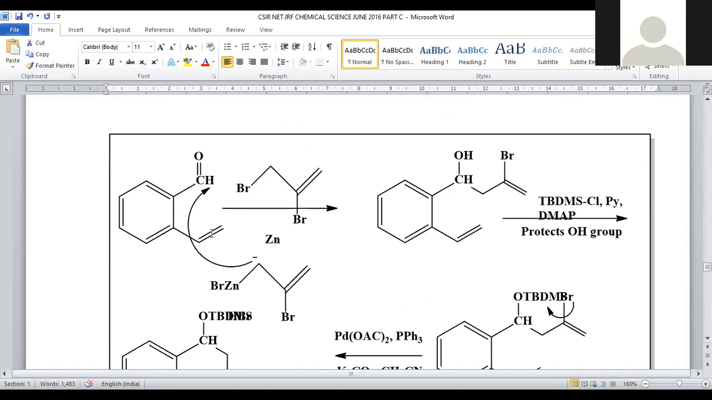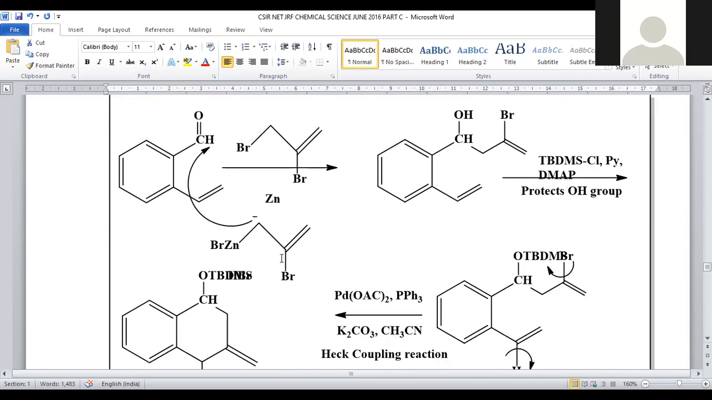For that purpose, we are taking 2-vinyl benzaldehyde. 2-vinyl benzaldehyde is treated with the dibromo olefinic compound in the presence of zinc. What it will do: zinc first is involved in an insertion reaction. It will be inserted here. After that, a carbene will be originated at the alpha position. The generated carbene will bind to the aldehydic center of the benzaldehyde molecule.